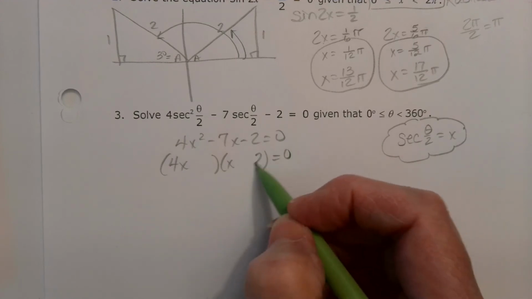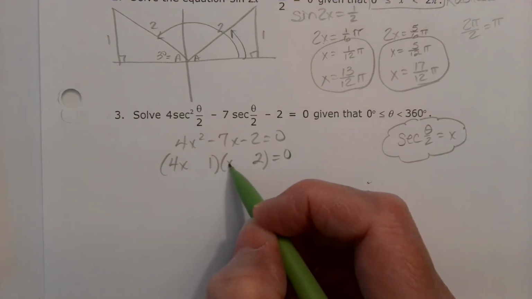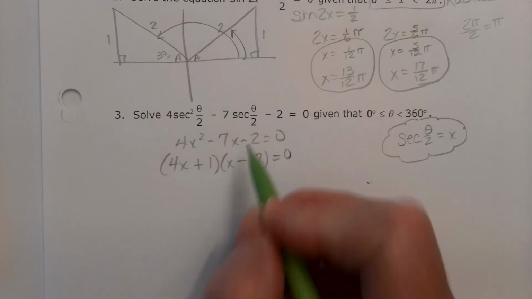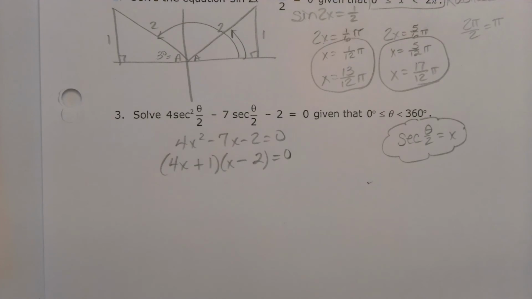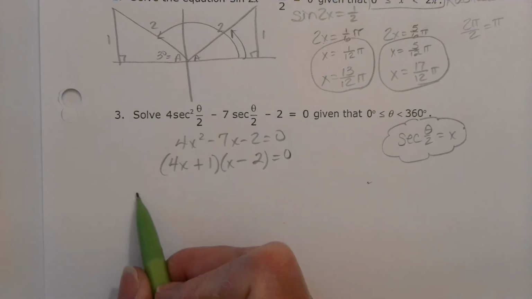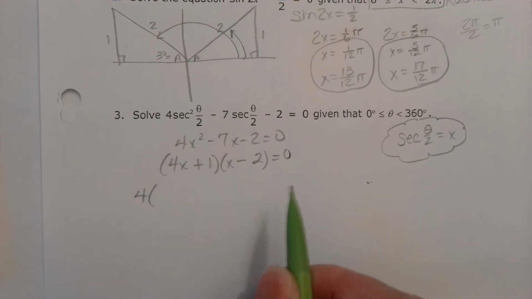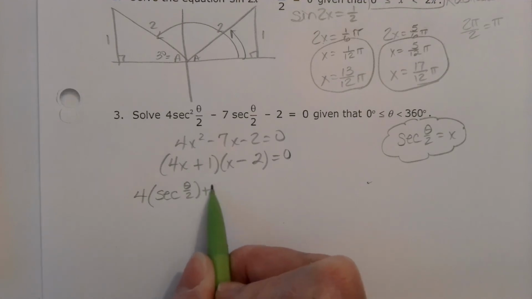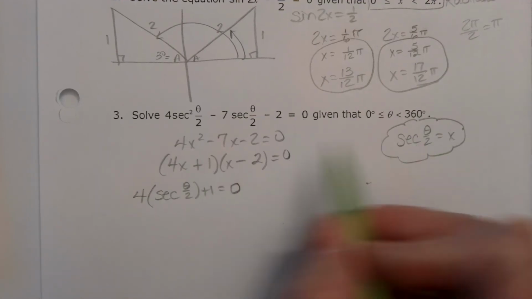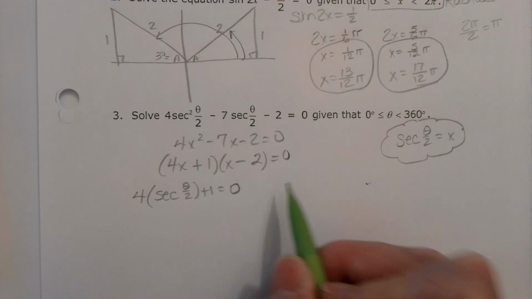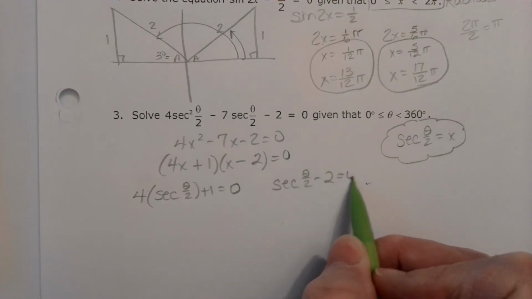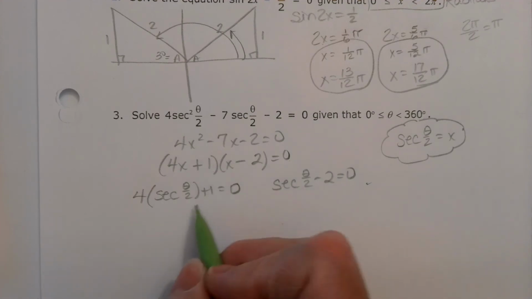But this is a 2 and a 1. That makes 8. That makes 1. So if this is negative and that's positive, I'll get what I need. Now what I'm going to do is have 4x plus 1 equals 0. But instead of writing the x, I'm going to write secant of theta over 2 plus 1 is equal to 0. And then I'll write x minus 2 equals 0, but put that in the place of x. Okay, then I'm going to solve these.